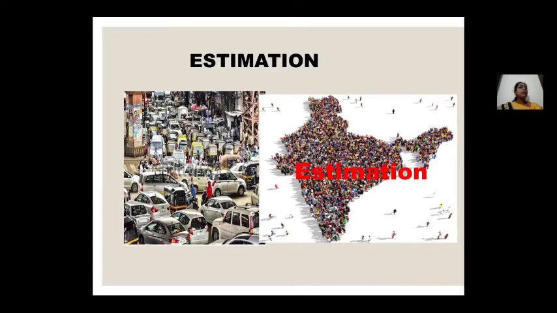You have to take the nearest number here. Another name for estimation is rounding off the numbers. For example, here 1200 vehicles are there, you are rounding to 1000 vehicles, like that.